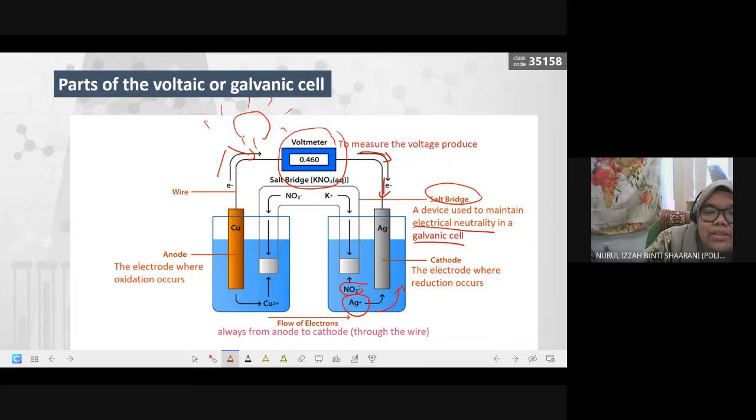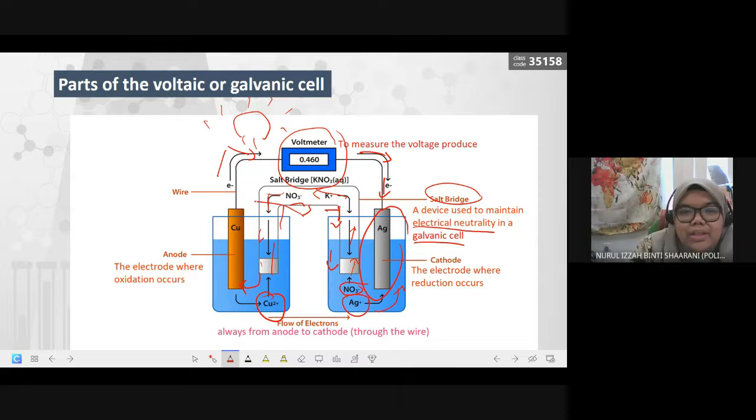Okay, so nitrate is an anion, and it will pass through the salt bridge and move to the anode. Copper 2 plus is a cation, so it needs to pass through this salt bridge to go to the cathode. So when there is no salt bridge, this electrical circuit will not be complete because the ions cannot move.